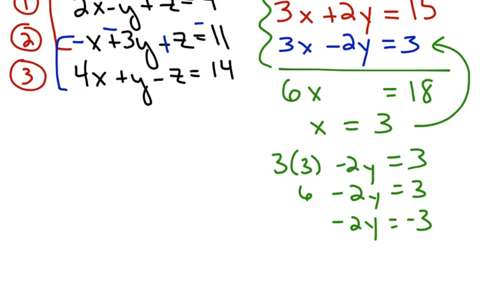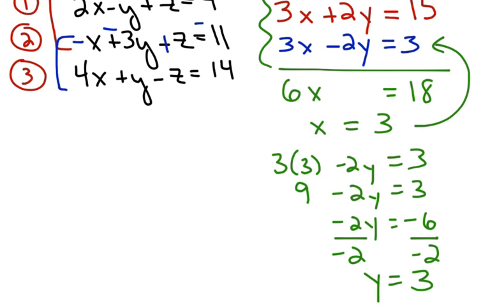Negative 2y is going to equal negative 3. And of course, I'm having all kinds of problems with my math here. Let's try this again. 3 times 3 is 9 last time I checked, so that's negative 6. All right. Now, when I divide, I'm going to get y is equal to 3. So I know x is 3. I know y is 3.